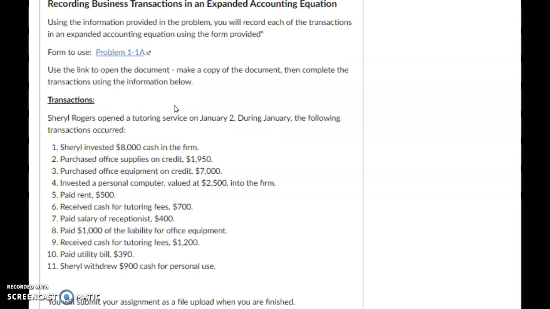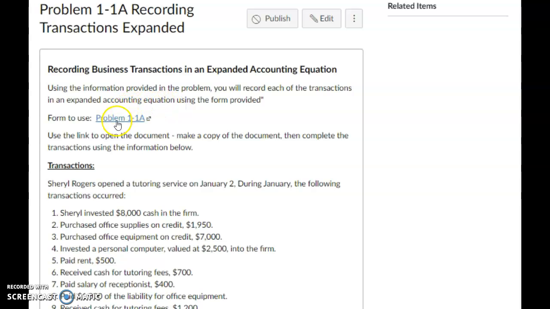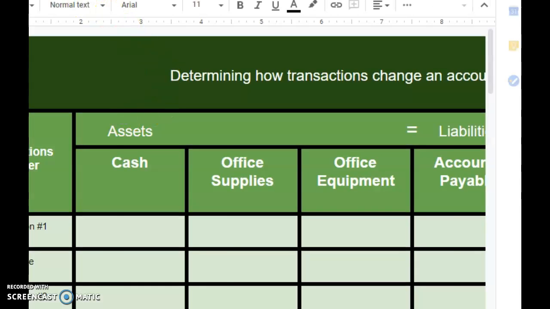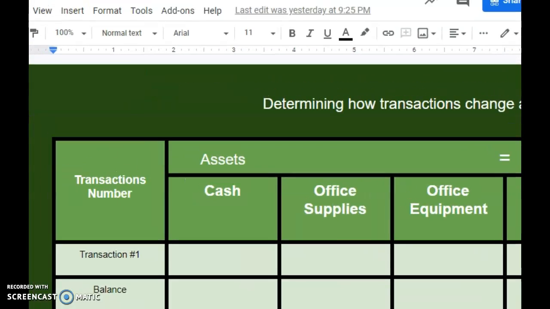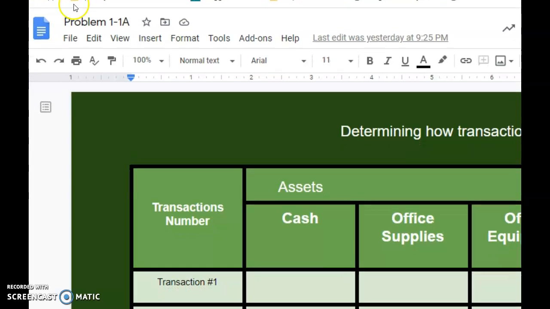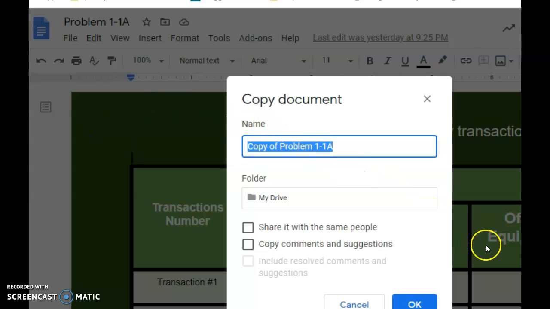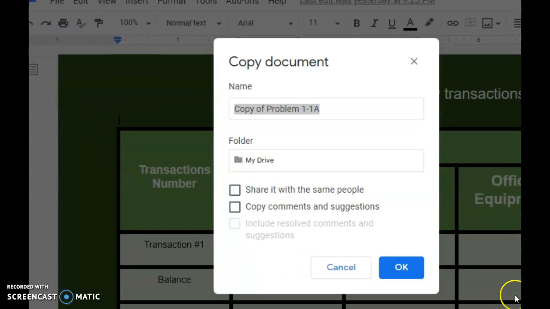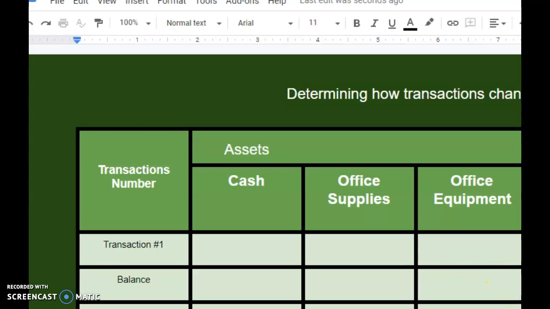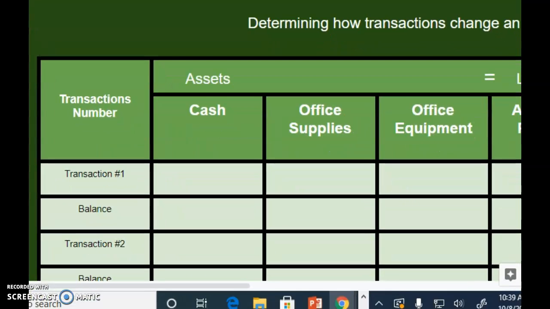So, in order to do this, you're going to start with this form, problem 1-1A, and it will open into a Google form. Now, the first thing you're going to do, just to make sure you can write on it, you're going to make a copy. And you don't need to change the name on this one. It will say copy of problem 1-1A. So you can just say okay. And now you have a form to use.